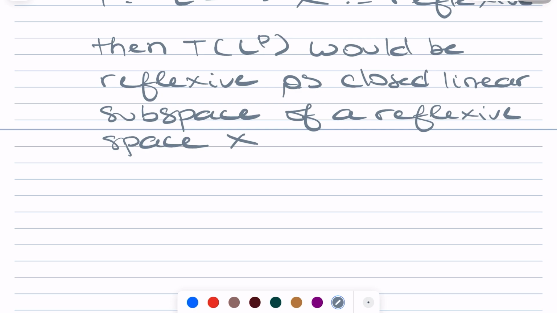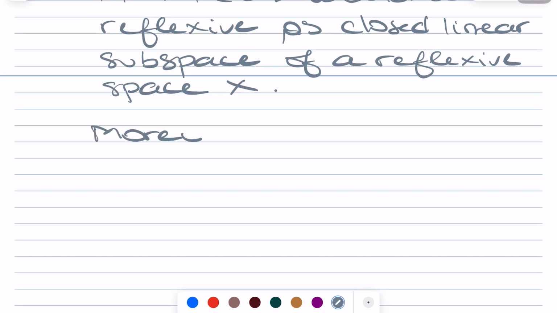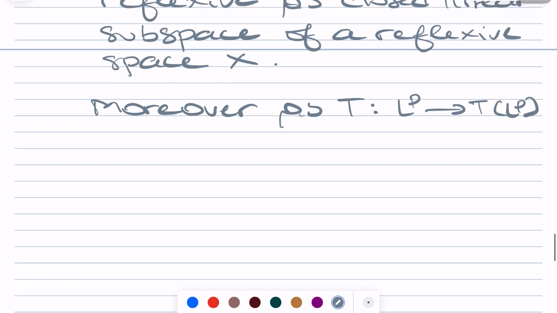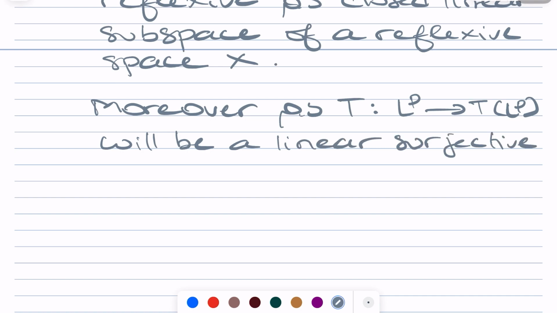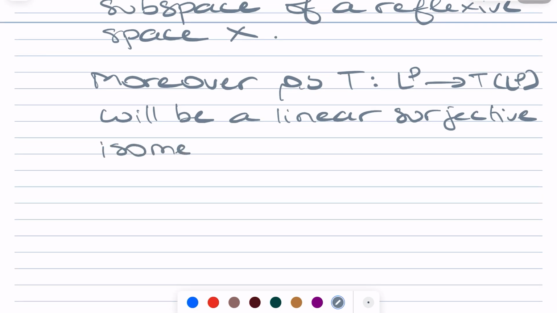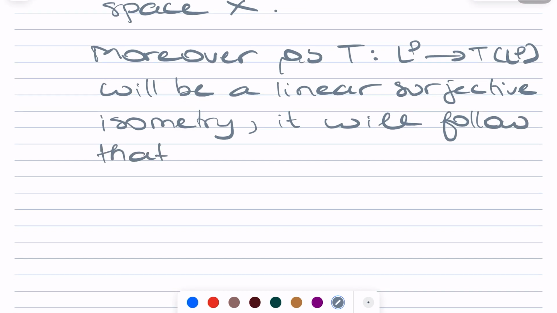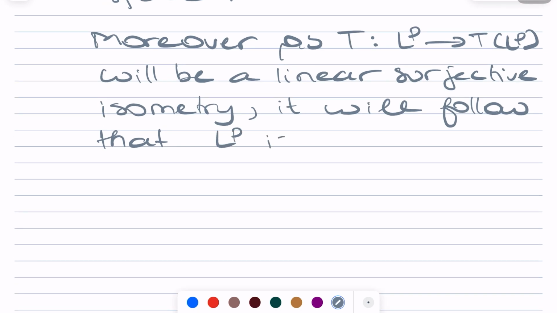Right, so moreover, as the map T from LP into the image space will be a linear surjective isometry, it will follow that LP is reflexive. Good. So this is basically the proof idea.